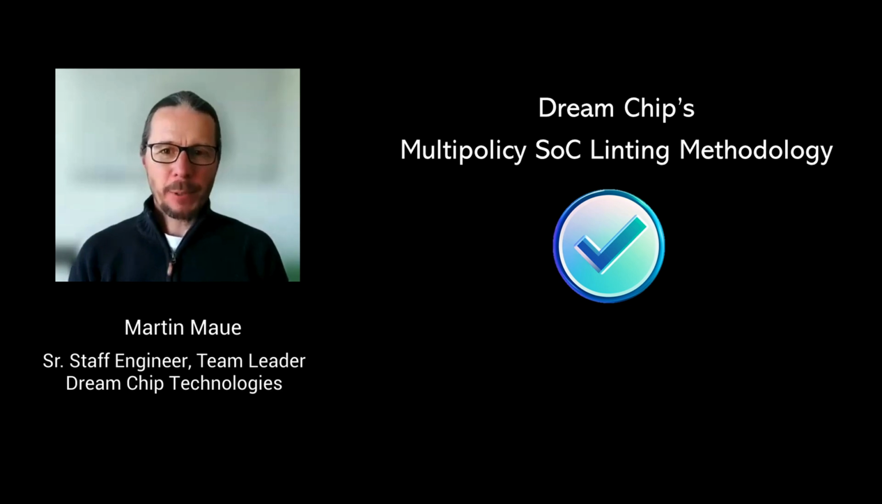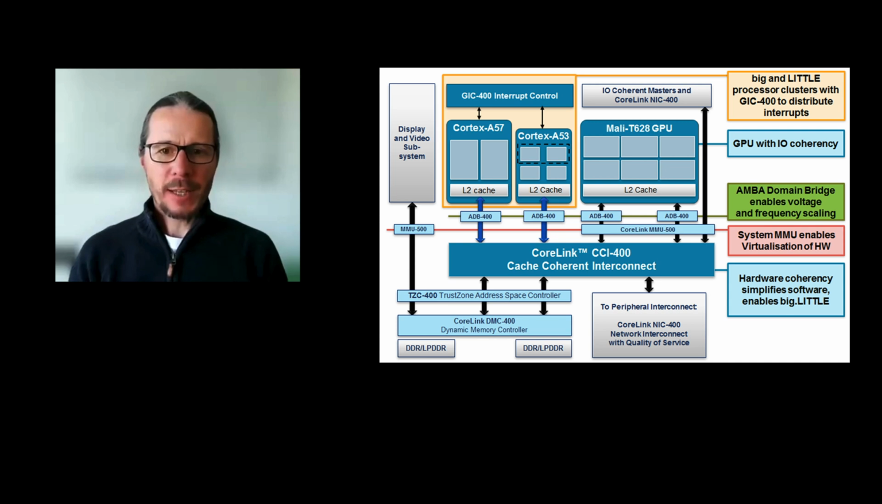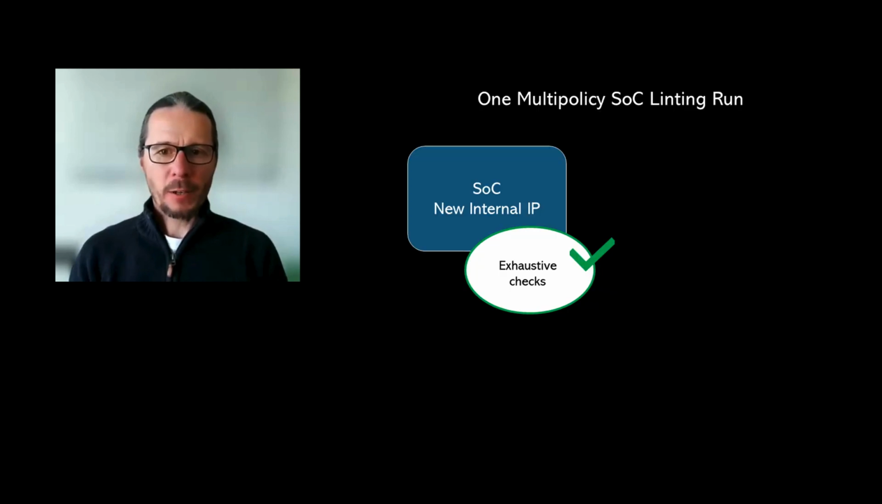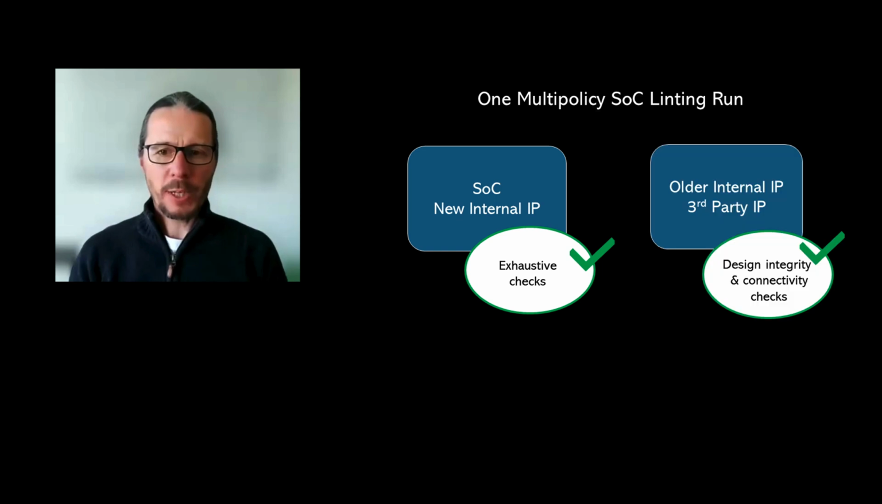DreamShip deploys a multi-policy RTL linting sign-off methodology where we only need one Real Intent Ascent Lint run to identify all issues across the design's entire hierarchy. DreamShip's SoCs are highly complex, consisting of internal and third-party IP that were developed using different coding rules. Our multi-policy linting approach checks our new IP with our full ruleset, while only checking our pre-existing and third-party IP for design integrity and connectivity issues, which we would miss if they were black boxed.